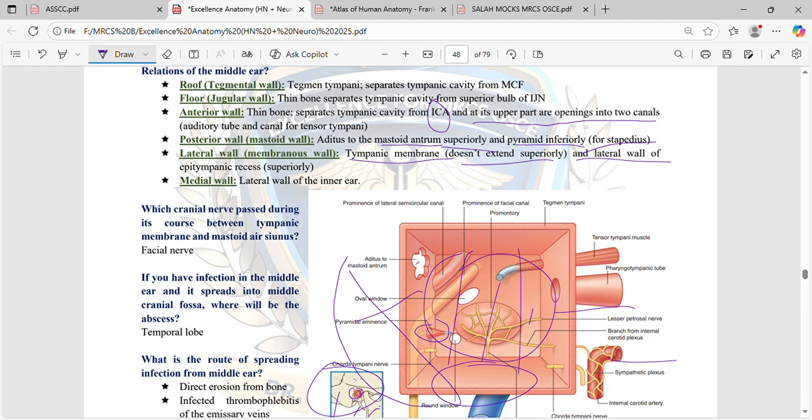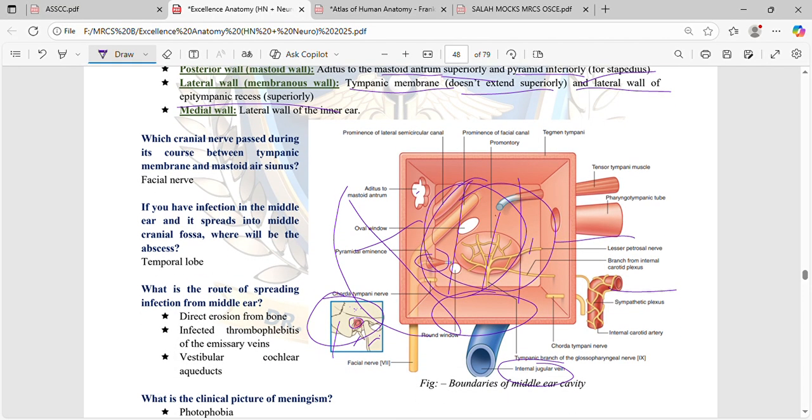This is the membranous wall formed by the tympanic membrane, which does not extend superiorly, so superiorly we have the lateral wall of the epitympanic recess. The medial wall is formed by the lateral wall of the inner ear. Here we have the promontory, the oval window, the round window, and the tympanic plexus.